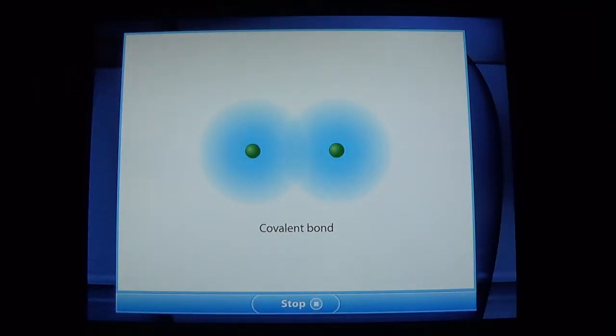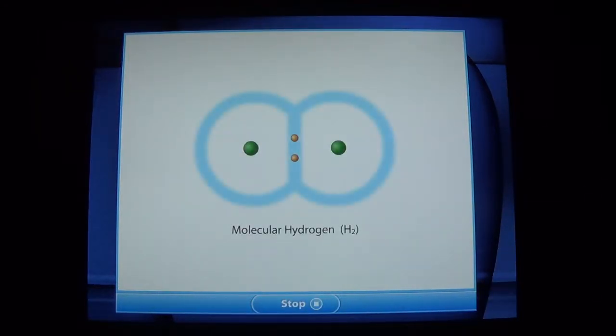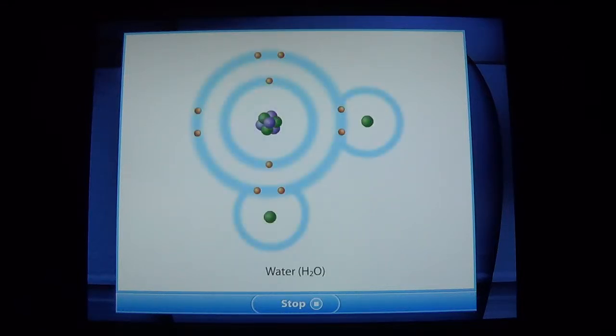Many atoms form covalent bonds. In covalent bonds, electrons are shared by both atoms. The first energy level in atoms can hold 2 electrons. By sharing electrons in a covalent bond, each hydrogen atom has a full outermost energy level. Water molecules are also held together with covalent bonds. Again, we see that covalent bonding gives each atom a full outermost energy level. The outermost energy level for hydrogen can hold 2 electrons. The outermost energy level for oxygen can hold 8 electrons.